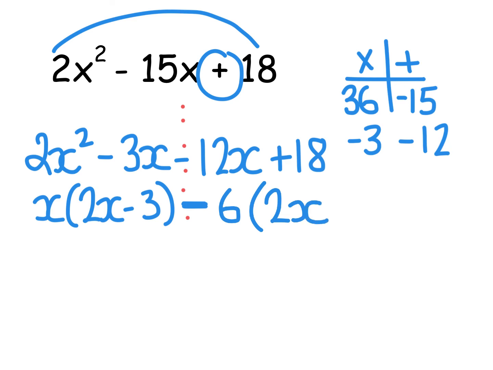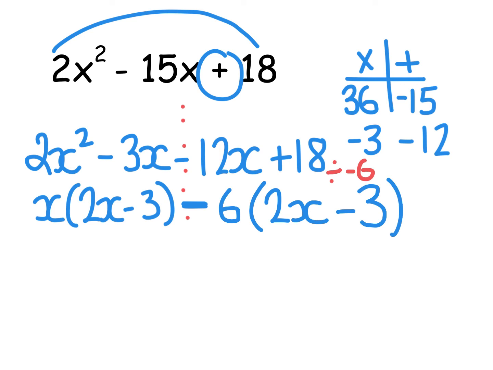Now the temptation here is to write a plus 3. 18 divided by 6 is definitely 3, but I know that I've got a 2x minus 3 in this bracket on the left, and I'm actually taking out a common factor of minus 6. So you're trying to think, what in here gives me positive 18? Essentially I'm really dividing by negative 6 there. So this is a minus 3 that goes in the bracket. And I think that's the bit that's going to catch a few folk out.